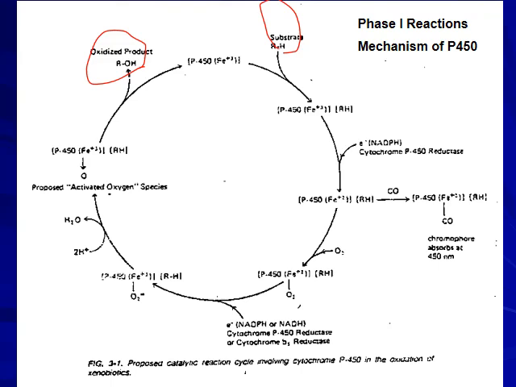Second electron comes in, and now makes a very unstable negatively charged oxygen molecule, which falls apart. One of the atoms gets reduced to water, the other atom is put into the substrate. Mixed function oxidase. The O2 got split, one got reduced to water, one got put into the drug. All P450s do this. They all do this catalytic cycle. So this is what we call the P450 cycle.